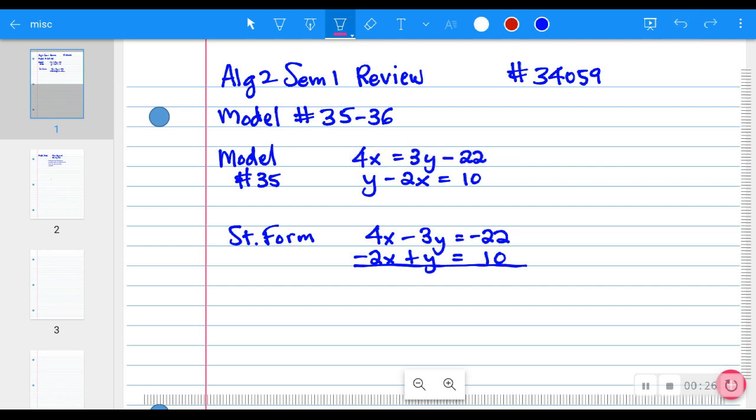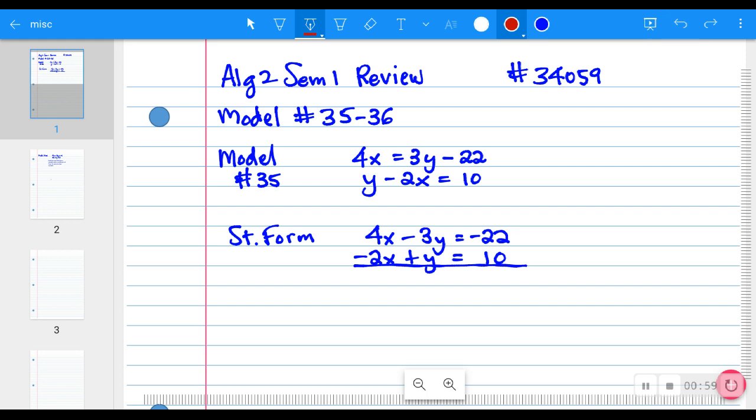So you can maybe see that I took the 3y over to the left-hand side. And the equation now down here reads 4x minus 3y equals negative 22. On the next line, the problem is that the x and the y are in the wrong place. So the negative 2x travels to the front and the y goes to the back. So now they're in standard form and everything lines up like it's supposed to to start the solving process.